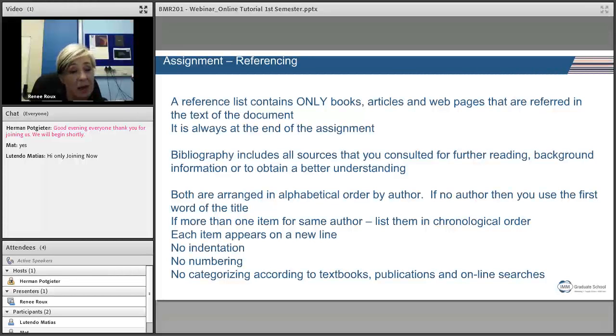Each item must be a new line. So make sure that it's a new line. But you don't number the items, and there's no indentation. You start with each item immediately at the start of your page margin. And also don't categorize it. I find quite often that people will categorize first the textbooks, then all other publications, then all the online searches. No, you combine them all together in alphabetical order.